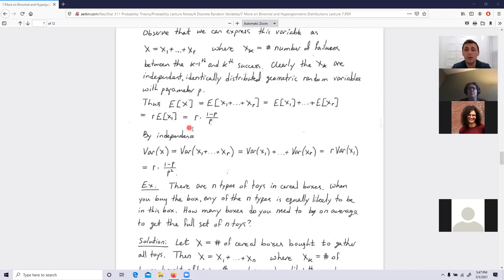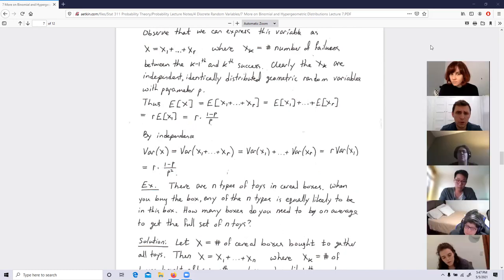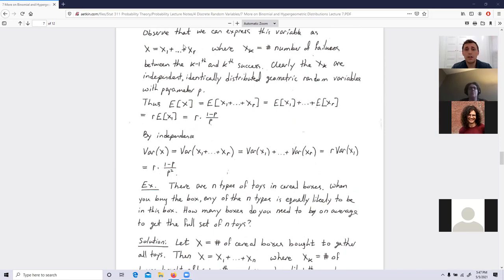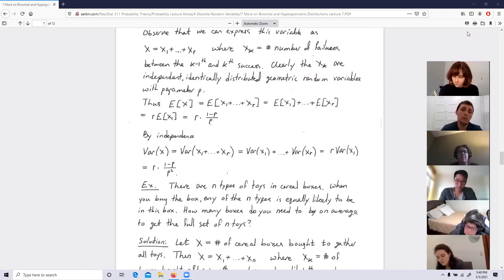Here is an example of a negative binomial. Is it called negative binomial? I think it is, yes. So there are n types of toys in cereal boxes, where you buy a box, and any one of the n types is equally likely to be in this box. How many boxes do you need to buy on average to get the full set of toys? So when your kid wants to collect all the toys from a cereal box, how many cereal boxes will you have to buy on average? That's the question.